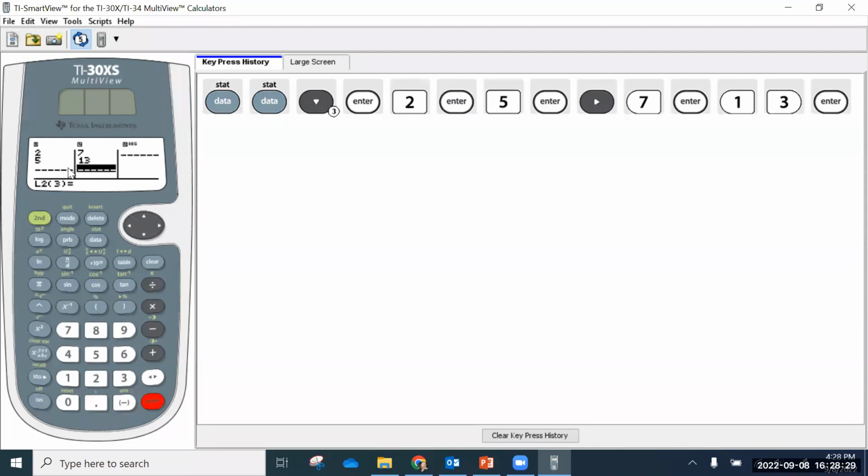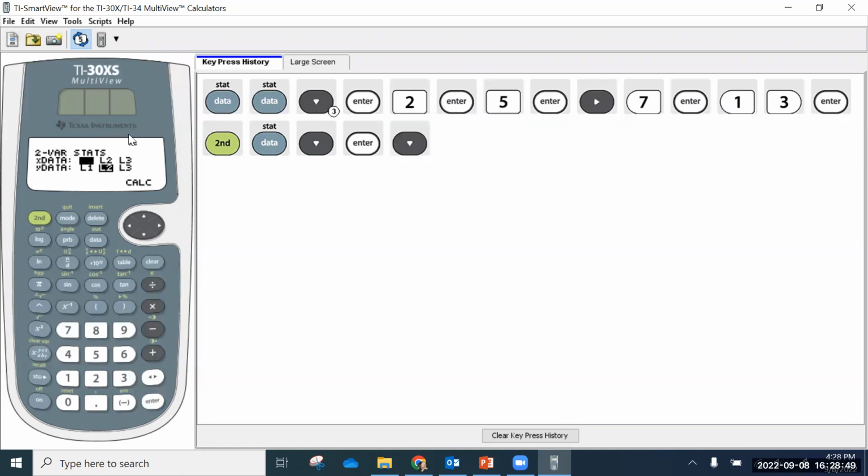Once our data is there, we're going to press the second button, and we're going to press data again. Remember, that's going to turn it into stat. And we want the option of 2 variable stat. Scroll down and press enter. Now, by default, this should all be good. Our X data is in L1 and our Y data is in L2. As long as you follow these directions, you don't ever need to change that. And you want to go down to where calc is highlighted and flashing and press enter.